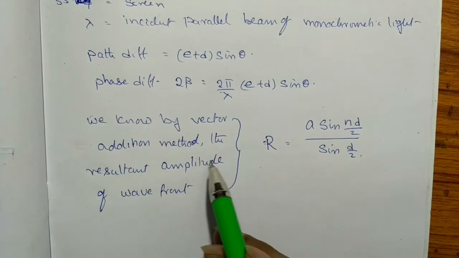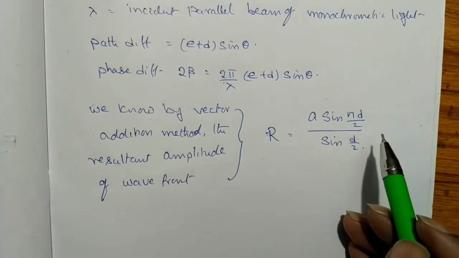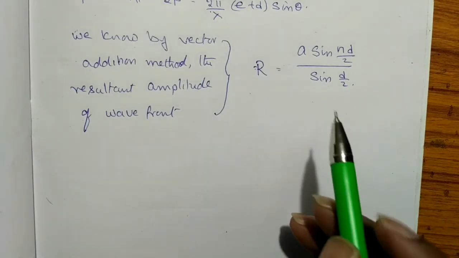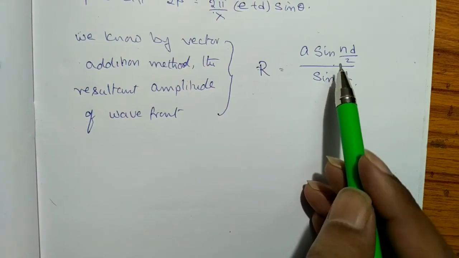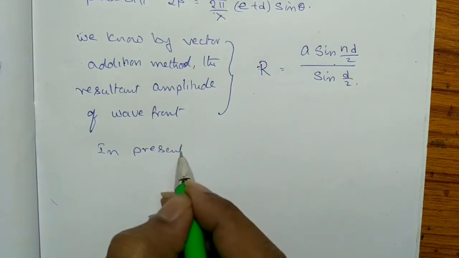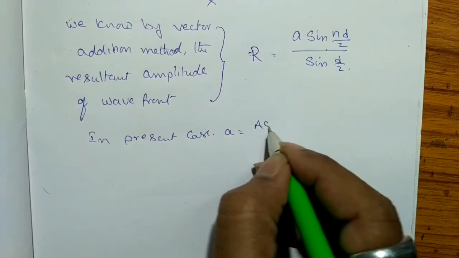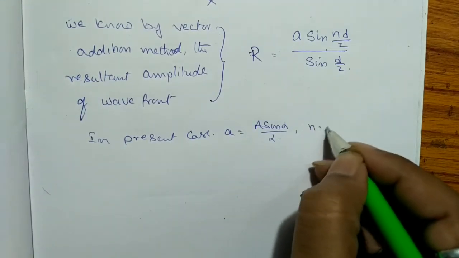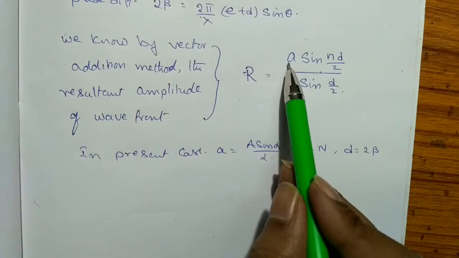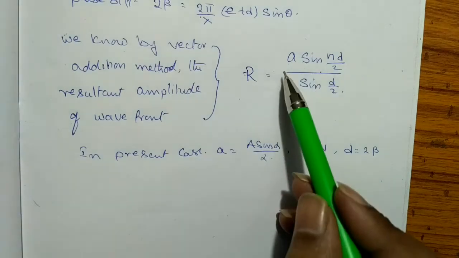We know by the vector addition method that the resultant amplitude of the wavefront is R equal to A sin(nd by 2) over sin(d by 2). Here, n number of slits are available, that means each slit gives one wavefront. So we have to modify this equation for this situation. In the present case, we assume A is equal to A sin alpha by alpha, small n is equal to n, and d is equal to 2 beta. According to the single slit, small a is the amplitude of the individual secondary wavelet, but here it is the amplitude of the wavefront.